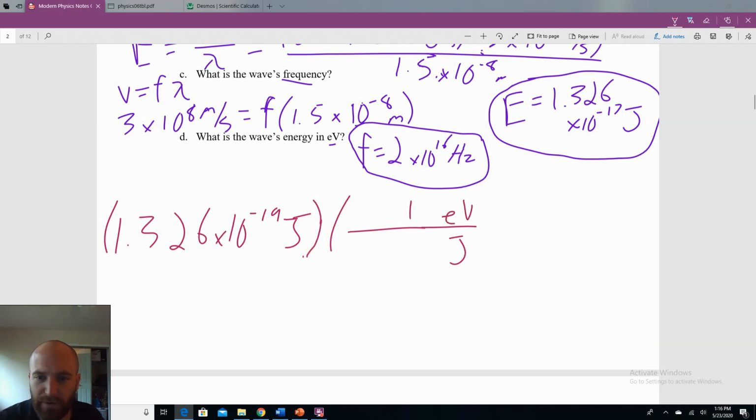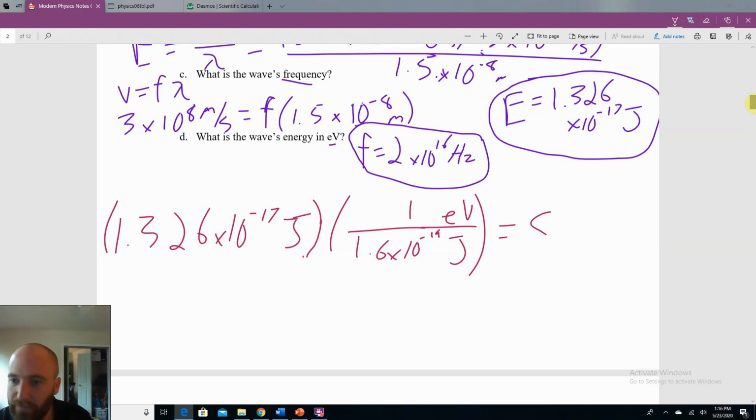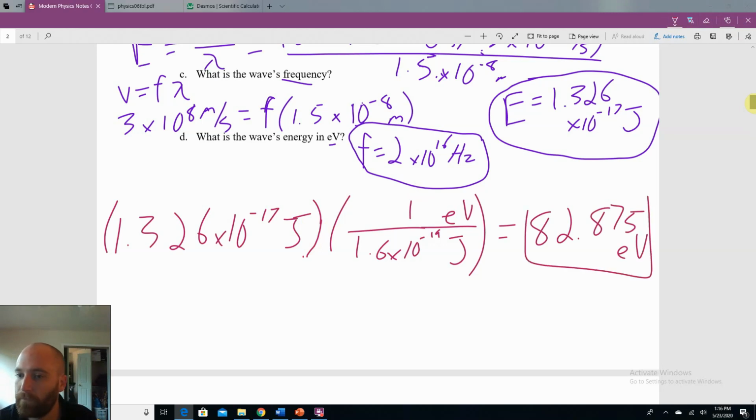So I think 1 electron volt was equal to 1.6 times 10 to the negative 19 joules. If you forget that, well, you have it in your notes right now, or in your reference tables as well. Alright, 1.6 on the bottom, so let's divide. When you divide, I made a mistake, everyone. This was times 10 to the negative 17. But now when you divide, sorry about that, I got 82.875 electron volts, our energy in electron volts.